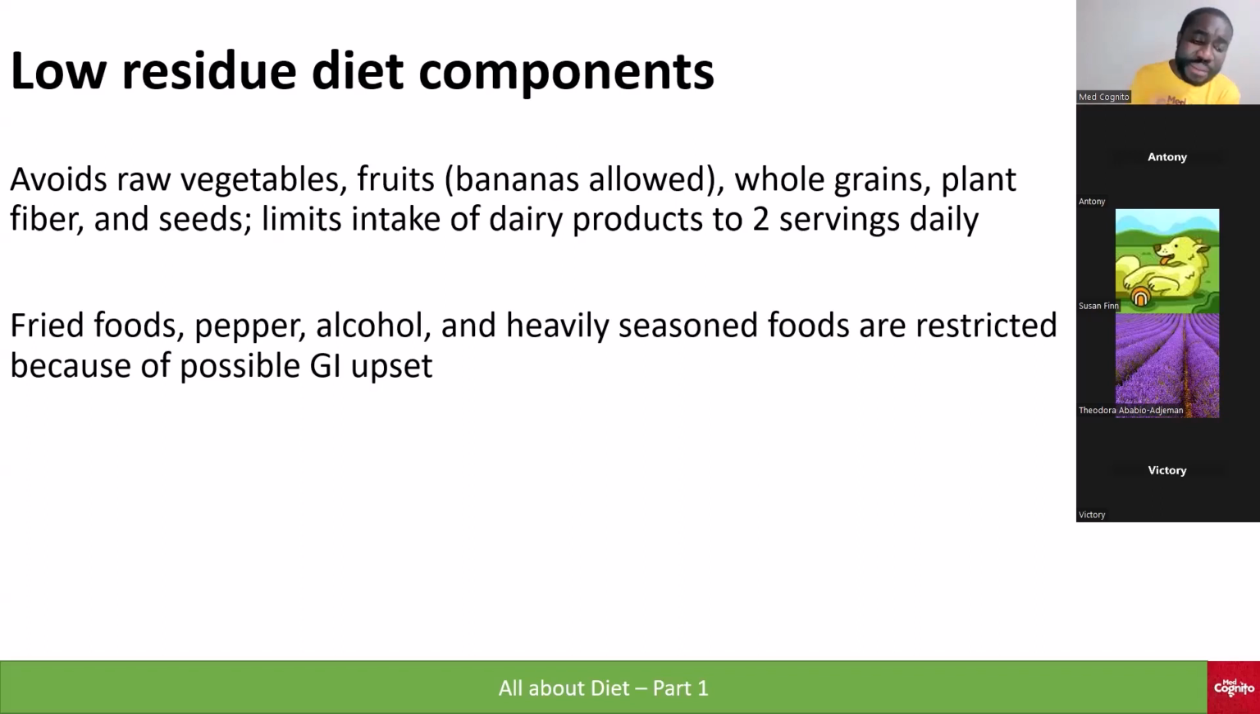and it limits dairy products intake to about 2 servings a day. And low residue diets also restrict fried foods, pepper, alcohol, heavily seasoned foods. The reason is because these can upset the GI tract. It can upset the stomach. It can upset the intestines. So low residue diets, you want to look at it from that component.